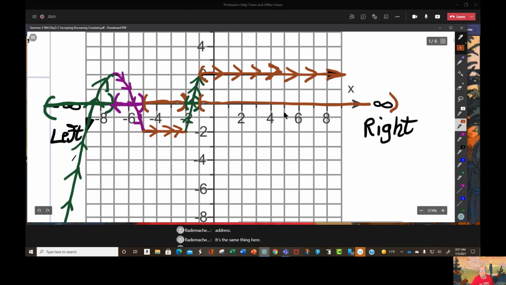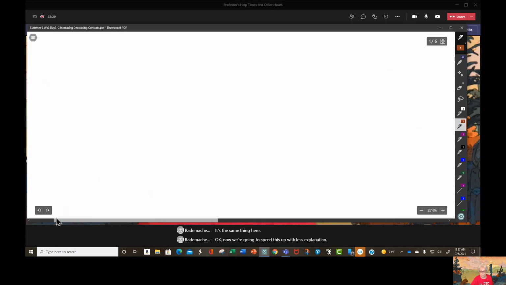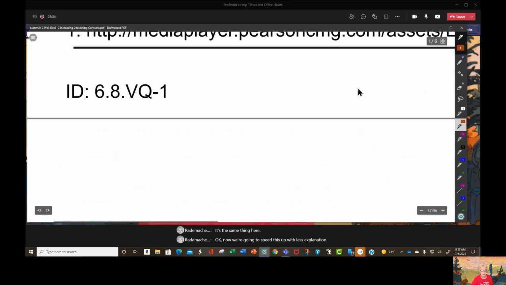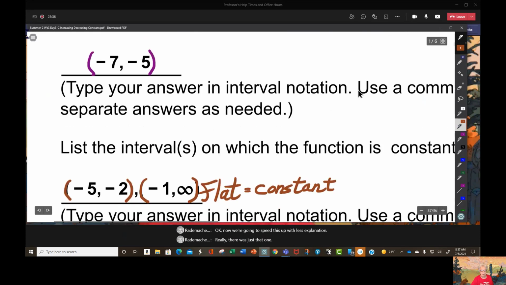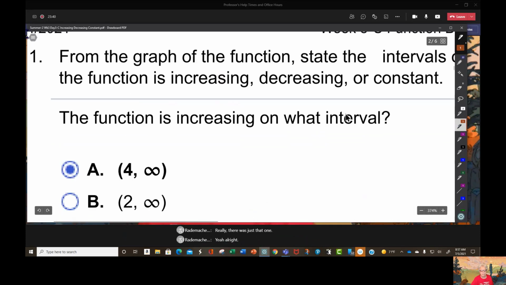Okay, now we're going to speed this up with less explanation. Really? There was just that one? Yeah, all right. Next page.